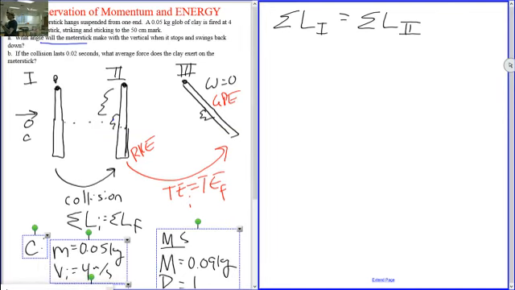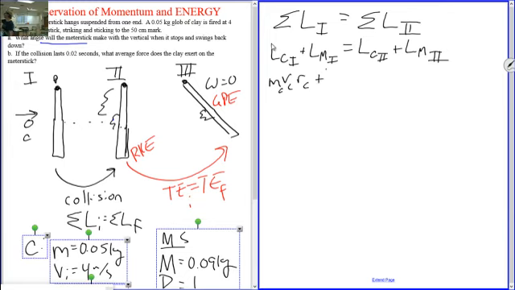All right, so here we go. Angular momentum initial equals angular momentum final. So that means the angular momentum of the clay in drawing number 1 plus the angular momentum of the meter stick in drawing number 1 has to equal the angular momentum of the clay in drawing 2 plus the angular momentum of the meter stick in drawing number 2. So this is mass of the clay, velocity of the clay, radius of the clay, plus inertia of the meter stick, angular velocity of the meter stick, right?